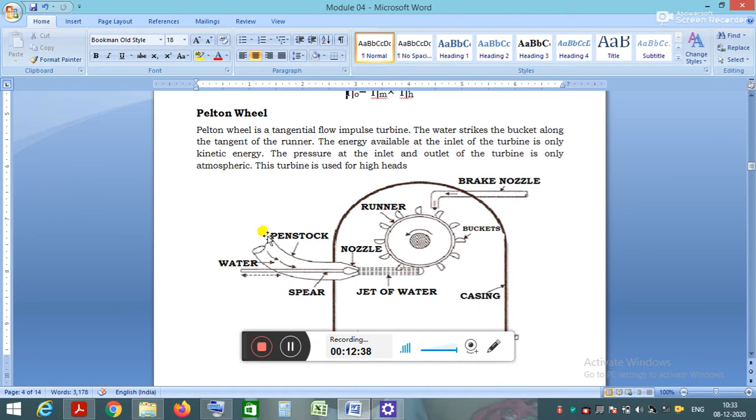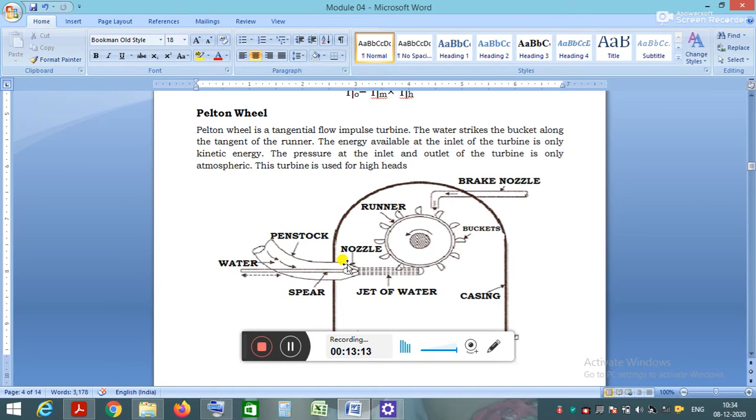We already discussed the working of penstock. What is the function of penstock? It carries water from dam or reservoir into the inlet of the turbine. They are long circular pipes. Penstock is nothing but a circular pipe which is 2 to 3 meters in diameter. The function of the penstock is to carry water from dam to the inlet of the turbine.